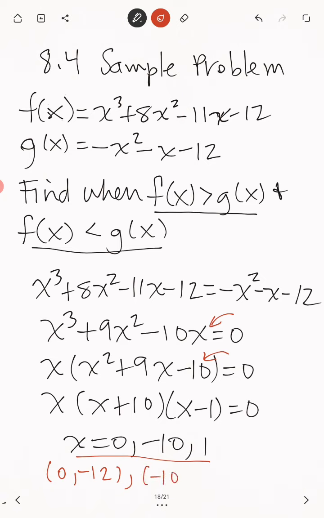Negative 10 goes with negative 102. And 1 goes with negative 14. So those are our points of intersection of the two functions. Now, what we would want to do next is make a sketch of these functions.